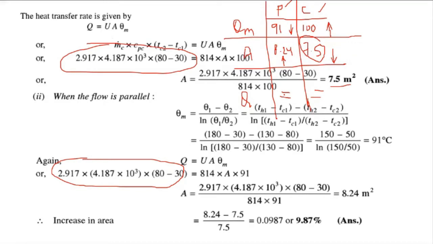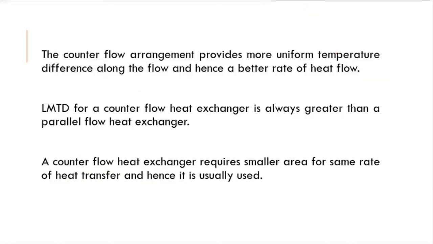So based on this, we will make some conclusions. First conclusion: LMTD for parallel flow will be, sorry, lower than LMTD for counter flow, and the area requirement for parallel flow will be higher than the area requirement of counter flow. These are the conclusions which we can make, and the same thing has been written in the next slide.